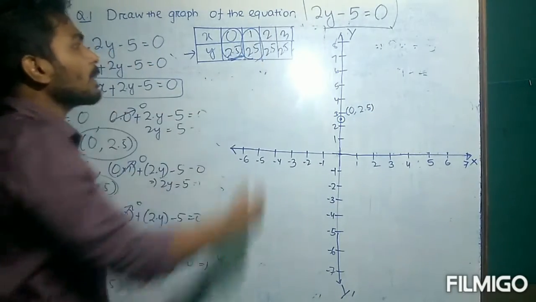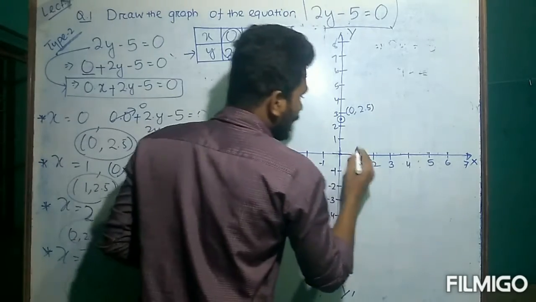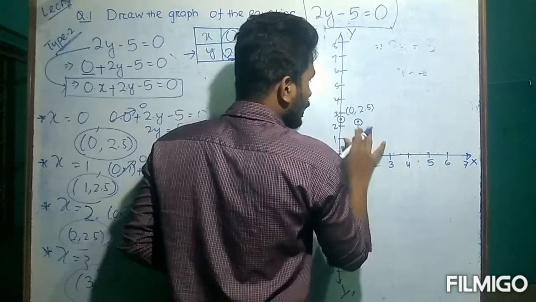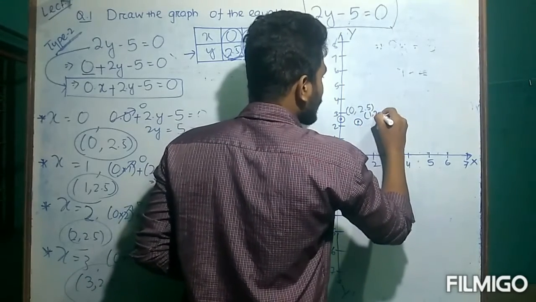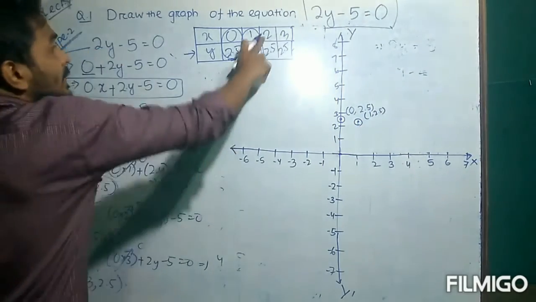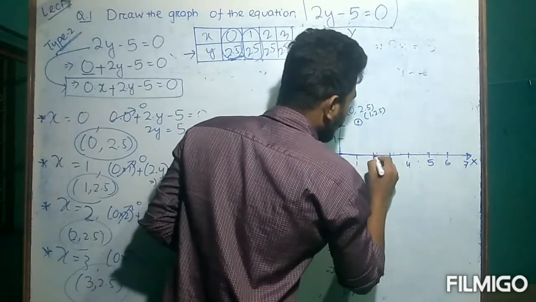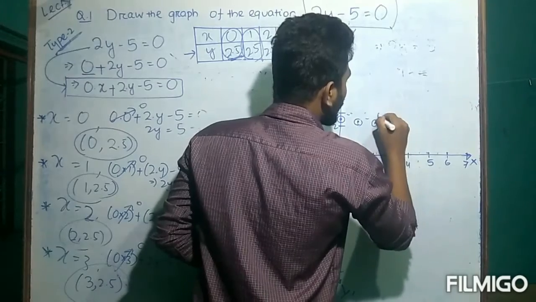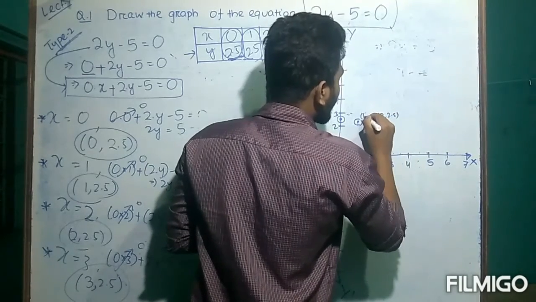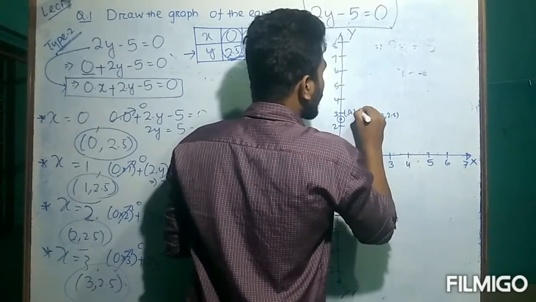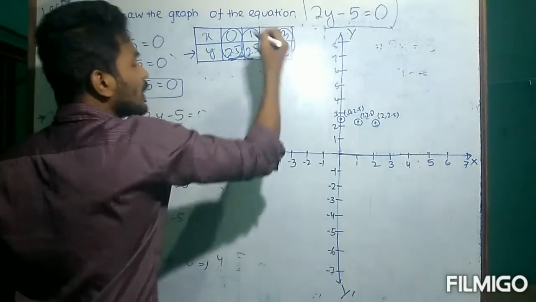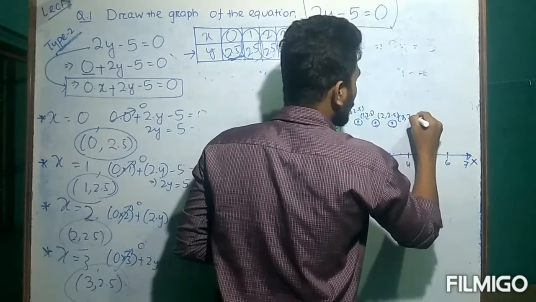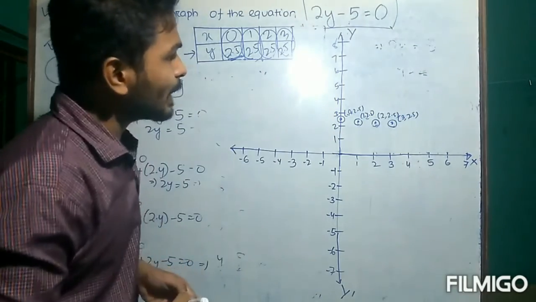The second point is 1, 2.5. In the x coordinate you have to move 1 unit and in the y coordinate you have to move 2.5 units. Now this point represents 1, 2.5. Okay. Then 2, 2.5. Now this point represents 2, 2.5. Okay. Next point is 3, 2.5. This point represents 3, 2.5. Now all the 4 points have been represented.